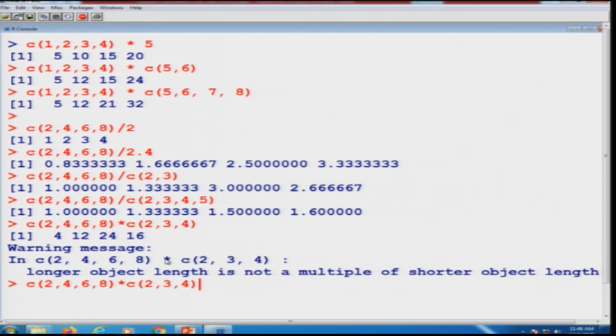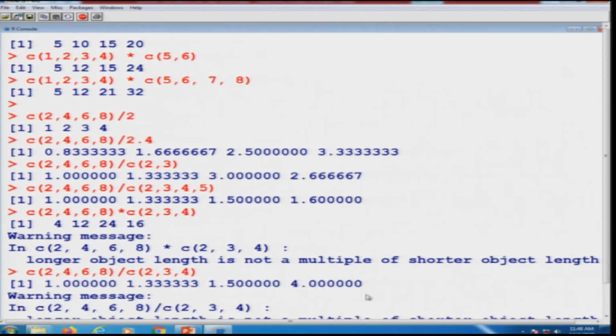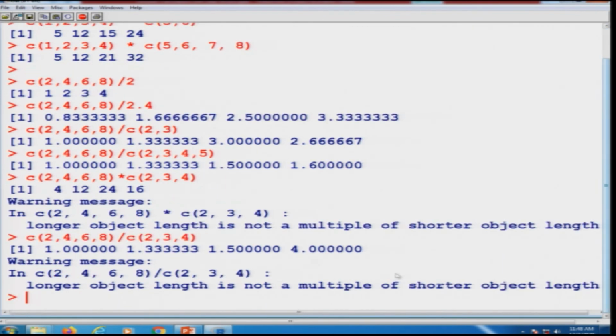And similarly, if you do the same operation with the division sign, you will get a similar outcome: 2, 3 and 4 are going to divide the numbers 2, 4, 6, which are the first 3 elements in data vector 1, and this 8 is going to be divided by 2, and we get an answer 4. But after this there is no place where the 3 and 4 can operate. So, that is why it gives you a warning message.